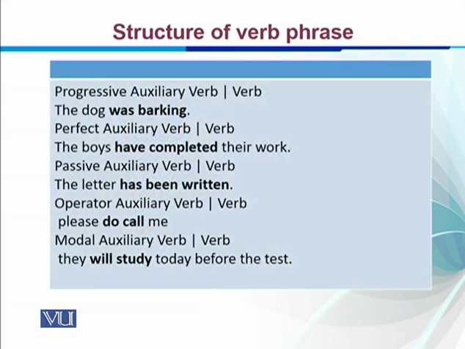Or has. So, progressive auxiliary verb: the dog was barking. We have made this progressive, barking, with the help of the auxiliary verb was. Perfect auxiliary verb: we have made this perfective verb completed with the help of have. Passive auxiliary verb: has been, as is added to written. Operator auxiliary verb: please do call me. Modal auxiliary verb: will study.